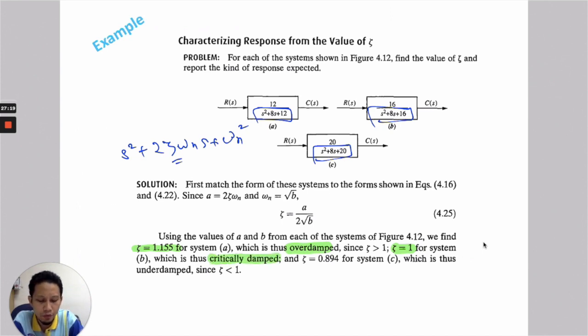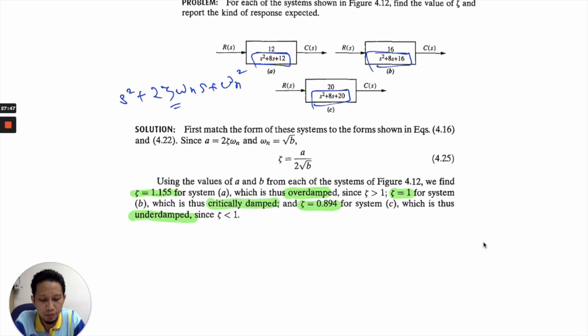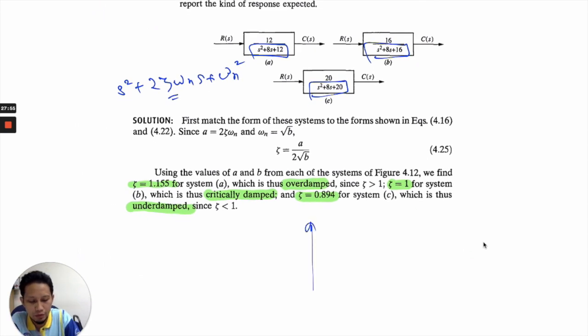And finally, for the zeta value in figure C, we found it to be 0.894, which is greater than 0 but less than 1. So we know that this zeta value corresponds to the underdamped response. We can also plot it in the s-plane. Let's say this is the s-plane. We have sigma, we have j omega.